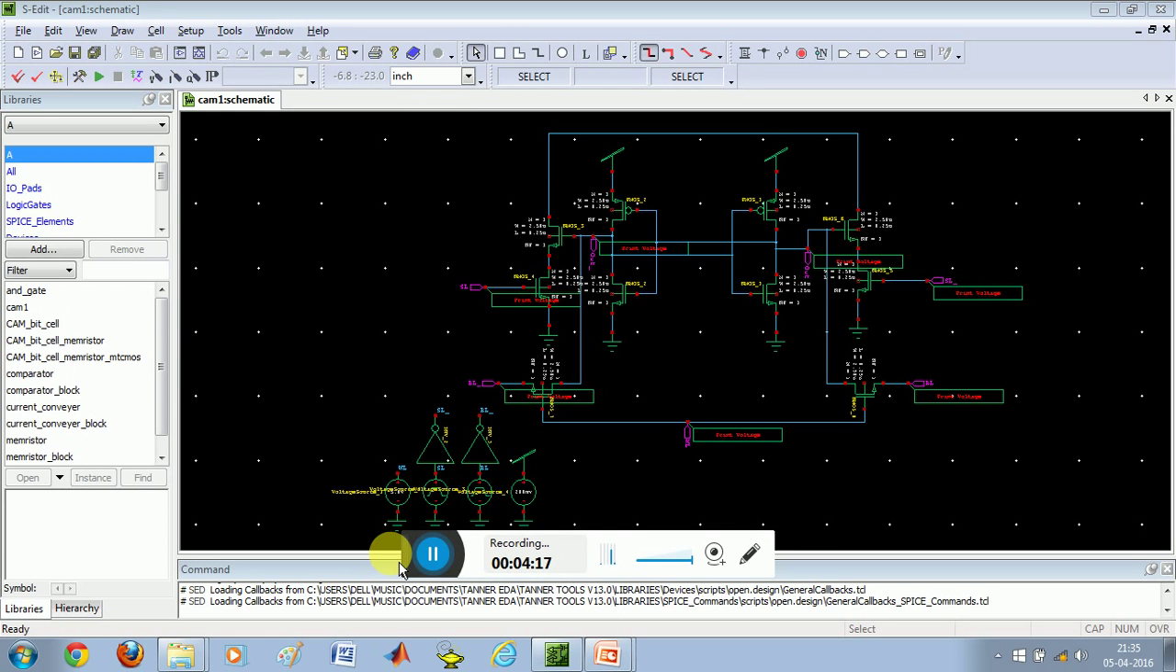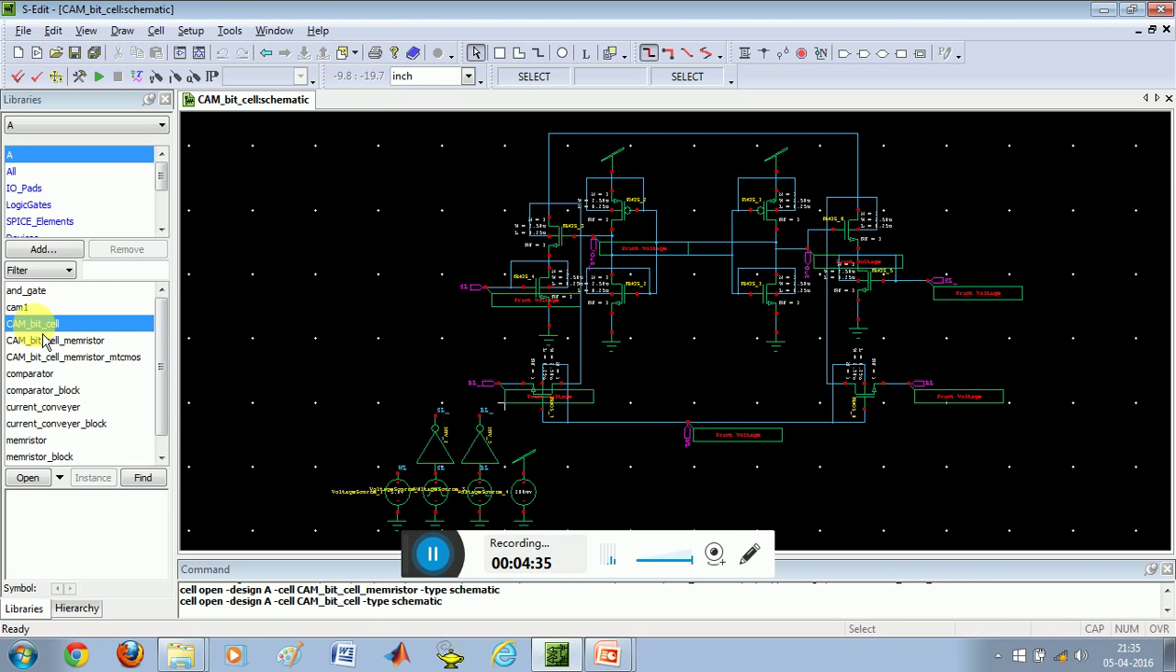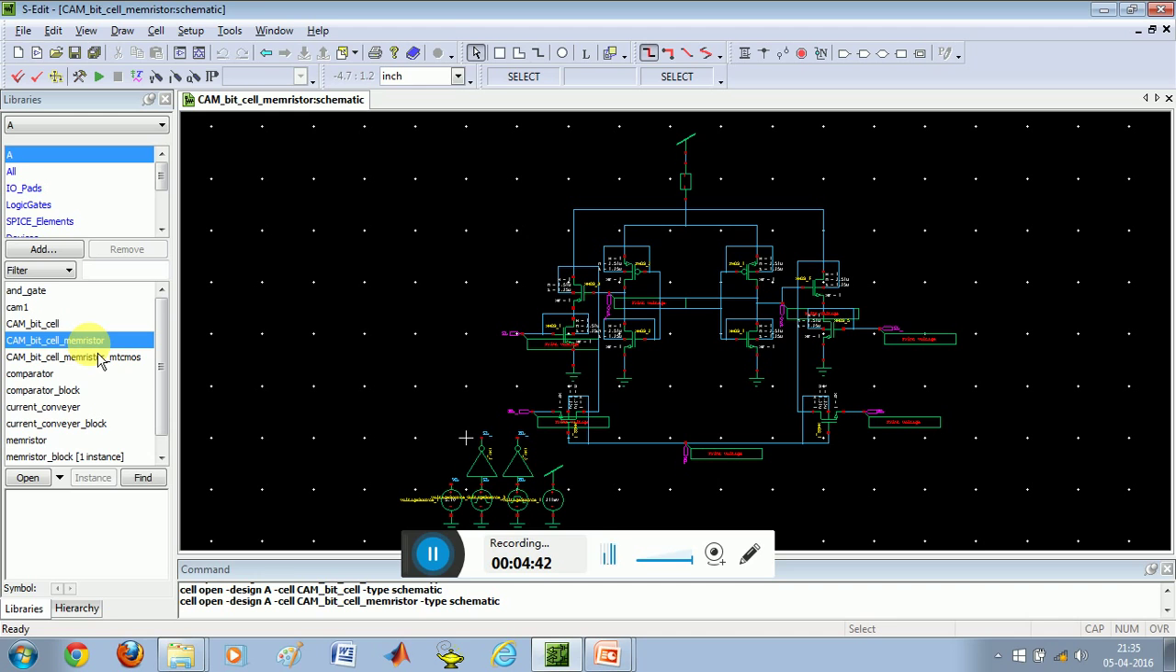The simulations are carried out in the Tanner EDA tool in 22 nm technology. For 22 nm technology, the VDD must be given 200 millivolt. This is the conventional CAM using MOSFET. The same design is designed using FinFET, and the proposed design will have a memristor in between the VDD and the drain of M1 and M3. Here, this is the memristor which is going to be added in the conventional design.